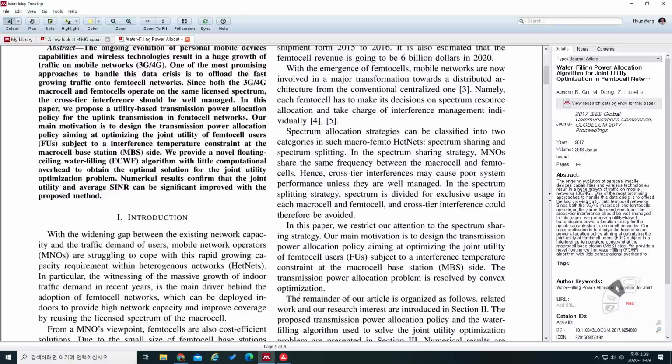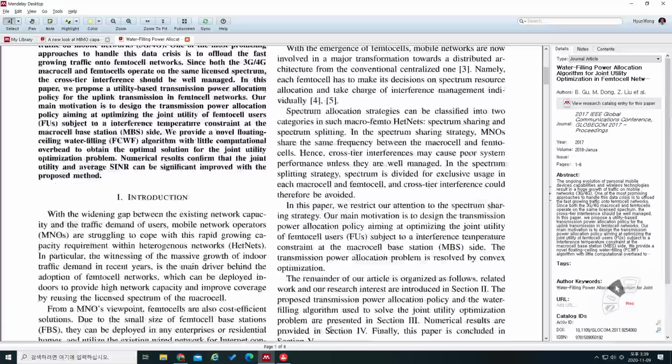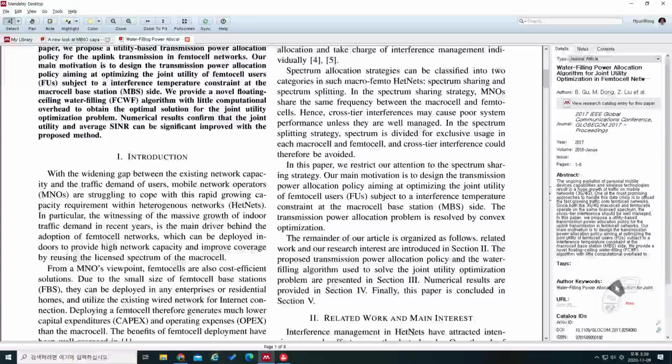The remainder of our article is organized as follows. Related work and our research interests are introduced in section 2. The proposed transmission power allocation policy and the water filling algorithm used to solve the joint utility optimization problem are presented in section 3. Numerical results are provided in section 4. Finally, this paper is concluded in section 5.